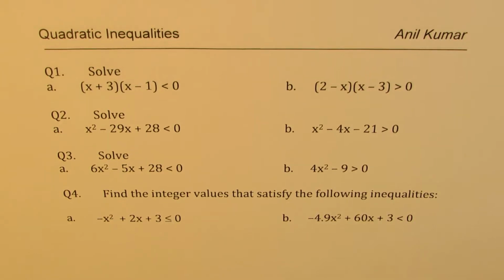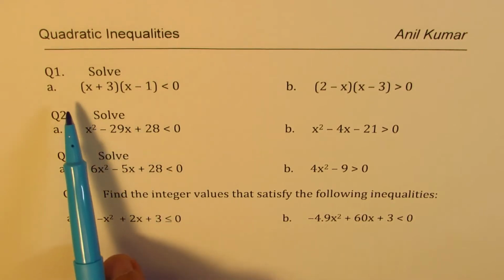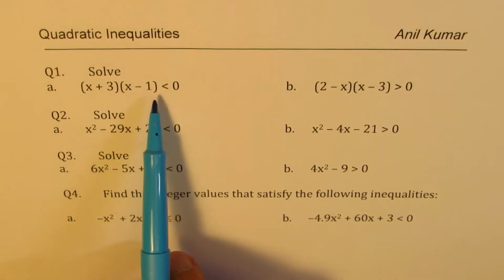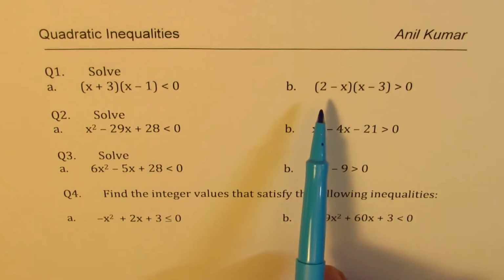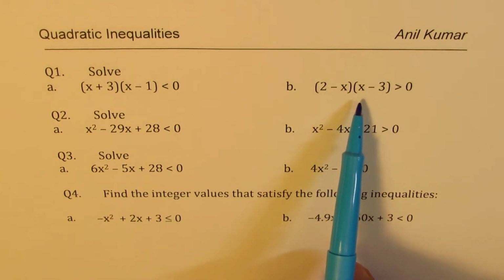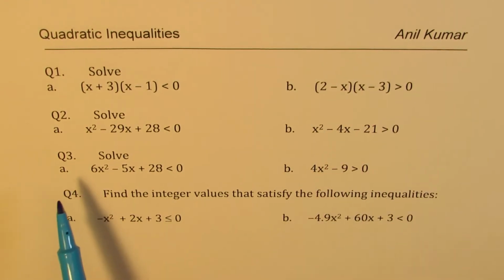Here we have 4 examples. Question number 1 is solve (x + 3)(x - 1) < 0. Then we have (2 - x)(x - 3) > 0. So those were the factored form.